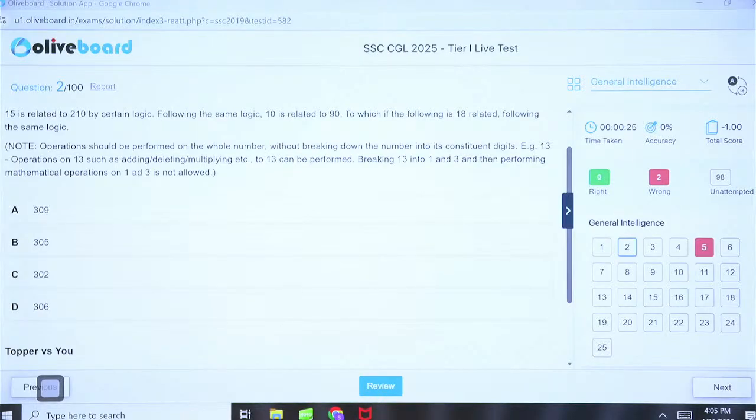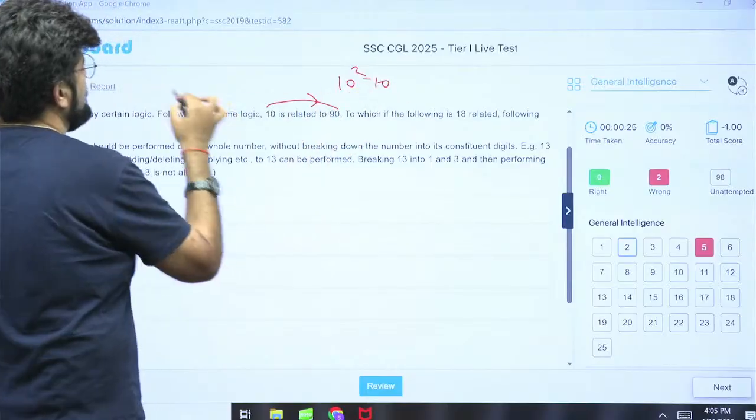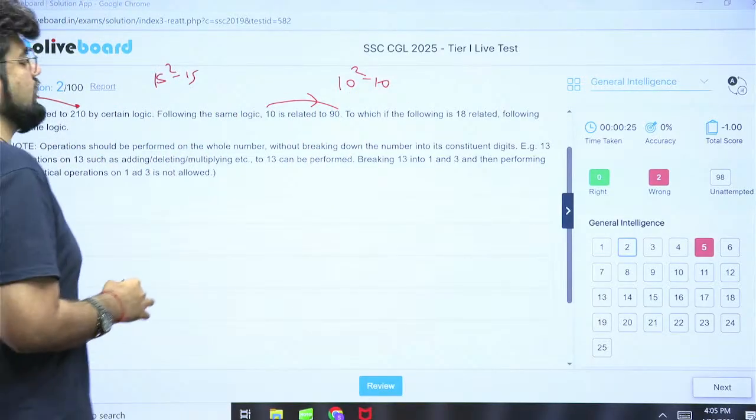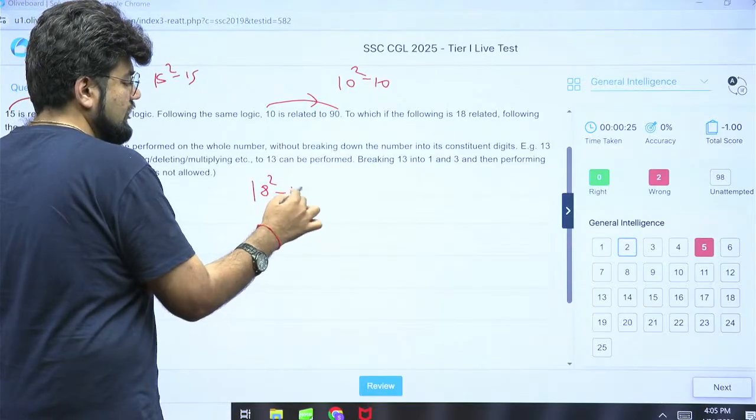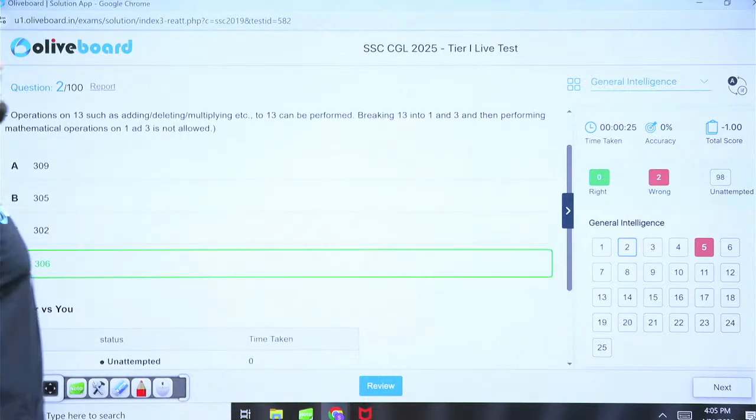All right, next, let's look at this one now. This is a very common logic. If you observe carefully, what do you get here? 15 is related to 110, okay. And 10 is related to 90. So this is simply 10 square minus 10. This is 15 square minus 15. They're asking you what is 18 related to. So it has to be 18 square minus 18. That is 324 minus 18. That is 306. Option D is the right answer. Verbally, you could have solved this question.